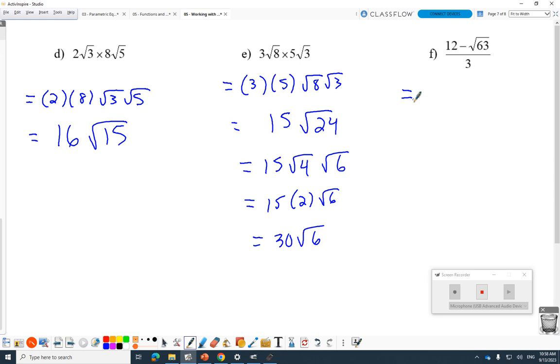At first glance, there's nothing you can do. 12 minus root 63 over 3. But root 63 has one of the suspects in it. Does it divide by 4? No. What's the next suspect? 9. Does it divide by 9? It does divide by 9.